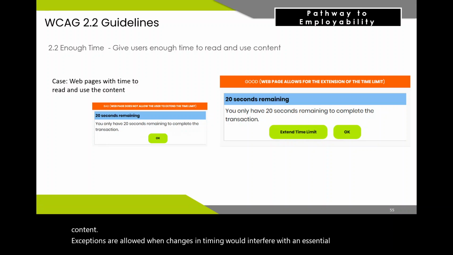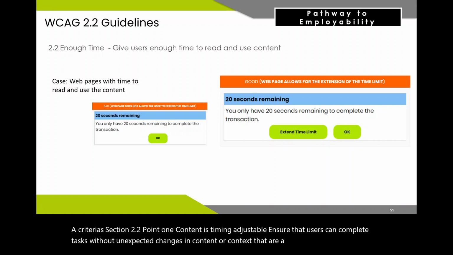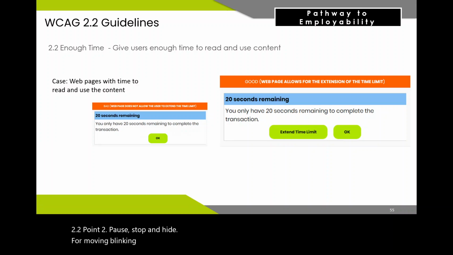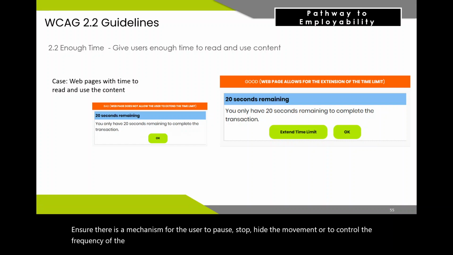Level A criterias. Section 2.2.1 Content is timing adjustable. Ensure that users can complete tasks without unexpected changes in content or context that are a result of a time limit. Section 2.2.2 Pause, stop, and hide. For moving, blinking, scrolling, or auto-updating information, ensure there is a mechanism for the user to pause, stop, hide the movement or to control the frequency of the update. References. Understanding Guideline 2.2.